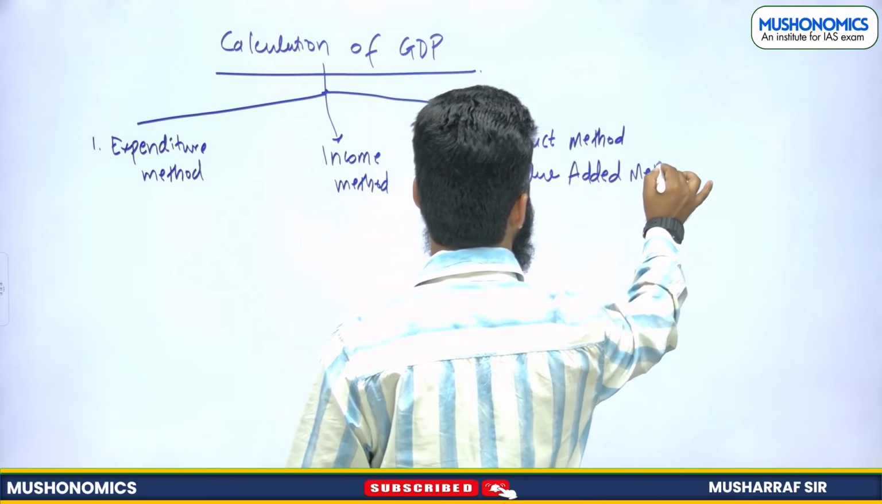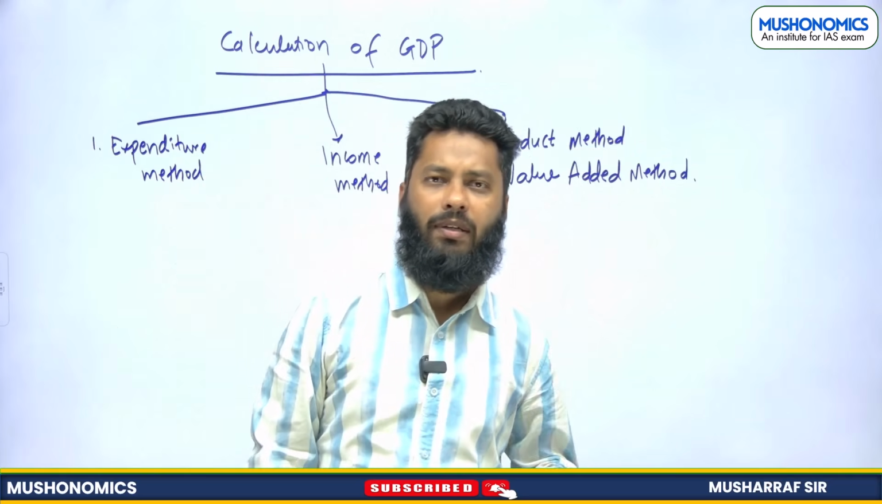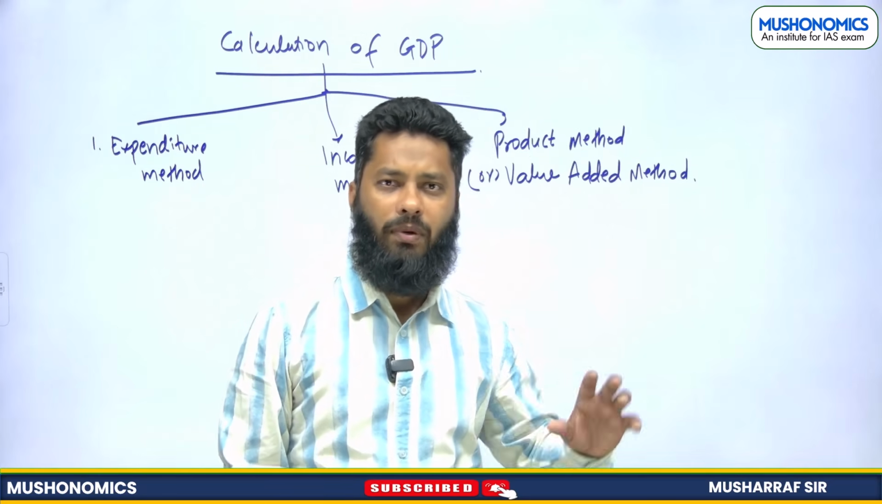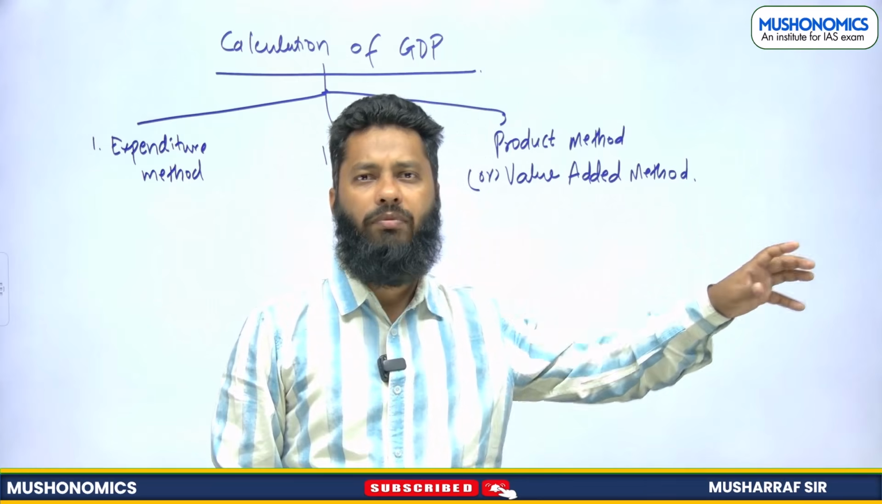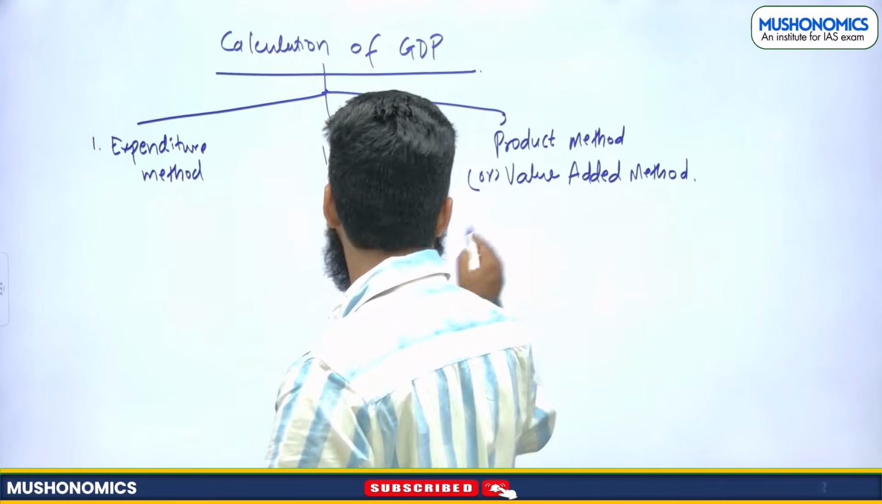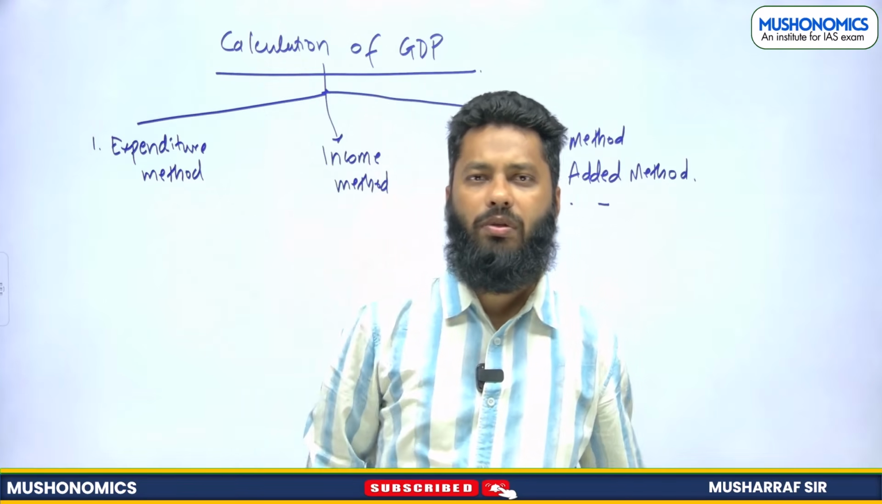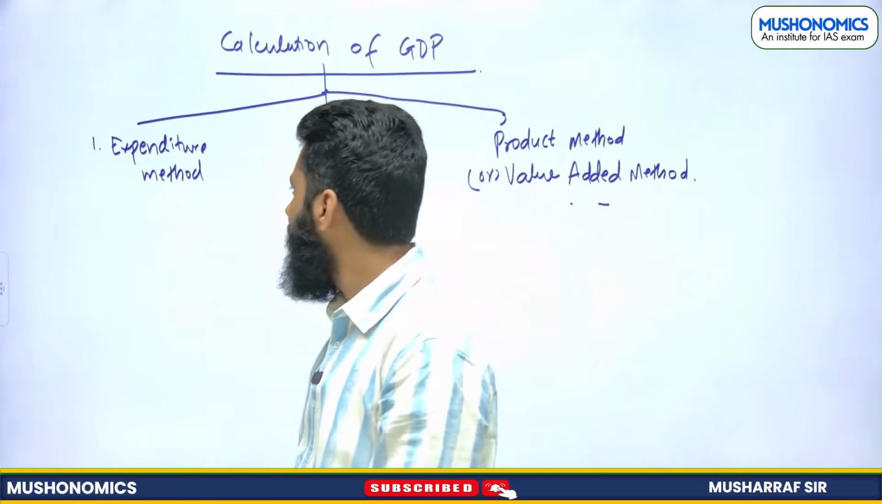We have already seen how value addition takes place, when we subtract the cost of input from the output. So from output, if we subtract the cost of input, that will give us the product method. Now, when we have these three methods of GDP calculation, let's talk about the expenditure method.